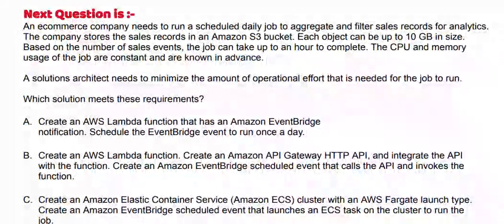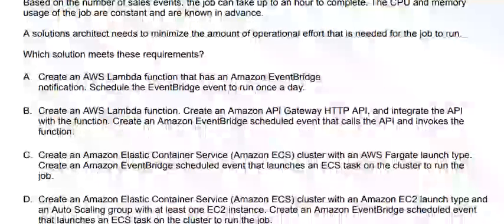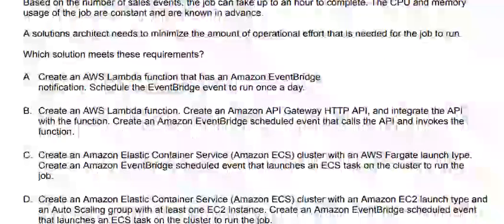The CPU and memory usage of the job are constant and are known in advance. A solutions architect needs to minimize the amount of operational effort that is needed for the job to run. Which solution meets these requirements? Option A. Create an AWS Lambda function that has an Amazon EventBridge notification. Schedule the EventBridge event to run once a day.